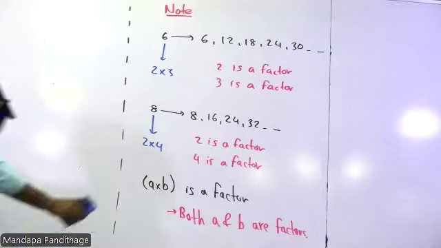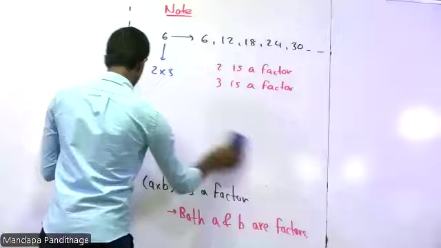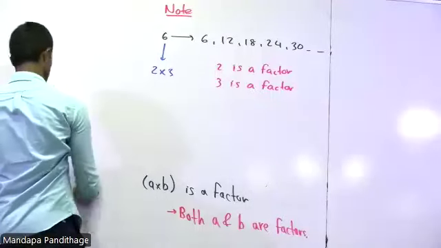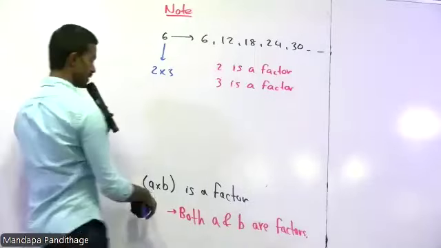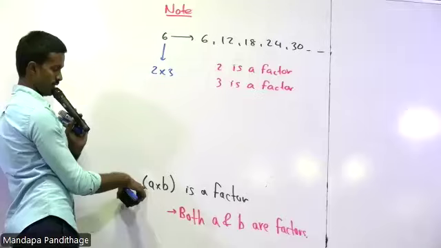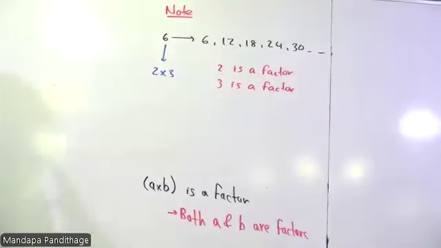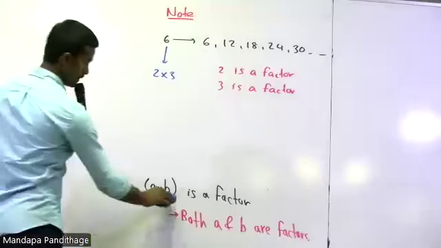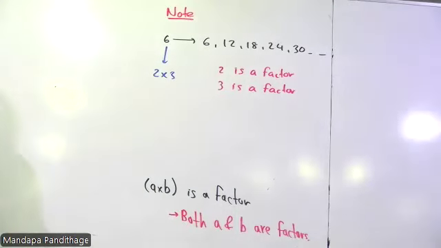Next line. In general, if A into B is a factor, then, write in a red pen, A and B are factors.